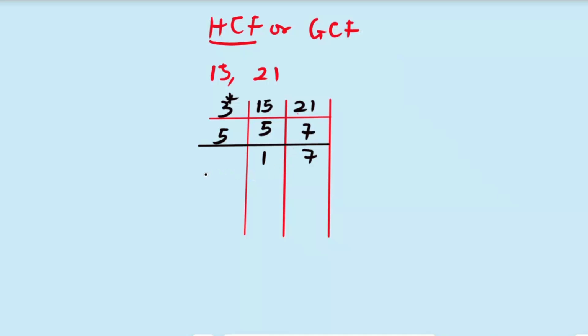Now we come to 7. We can take 7 here. 7 cannot go into 1, so we just write the same 1. And 7 goes into 7 one time. So we have seen that 7 was not able to go into the whole of the numbers here. So now the highest common factor is going to be the number that I highlighted here. That's going to be 3. Just a single number. So that's the highest common factor or the greatest common factor. That is it. Let's move on to the next one.